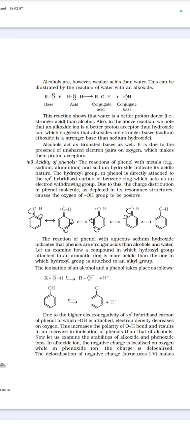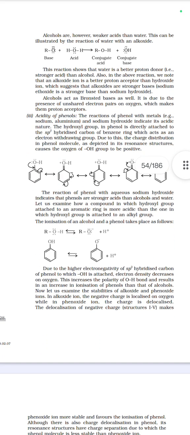Also, in the above reaction, we note that an alkoxide ion is a better proton acceptor than hydroxide ion, which suggests that alkoxides are stronger bases. Sodium ethoxide is a stronger base than sodium hydroxide. Alcohol acts as a Bronsted base as well. It is due to the presence of an unshared electron pair on oxygen, which makes it a proton acceptor.